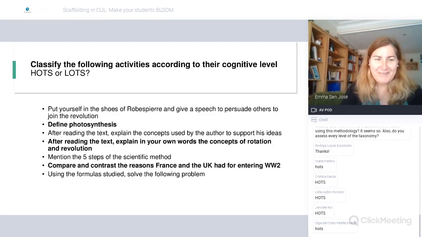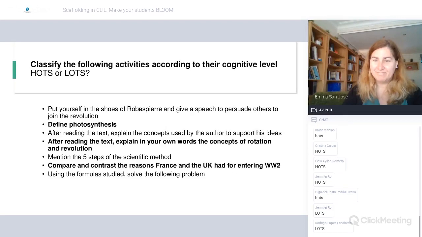Okay. I'm going to try and not say anything else. What about define photosynthesis? HOT or LOT? Good. The next one, after reading the text, explain the concepts used by the author to support his ideas. Controversy there. Okay, I won't give you the answer so far. And in the next one, after reading the text, explain in your own words the concept of rotation and revolution.